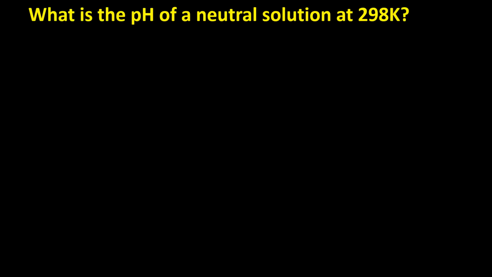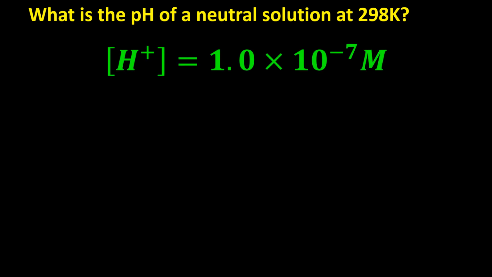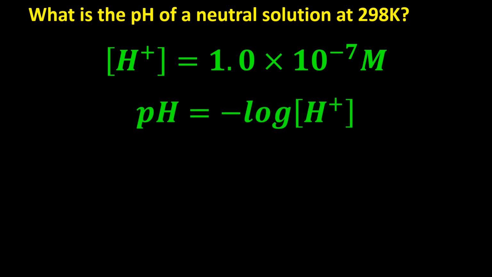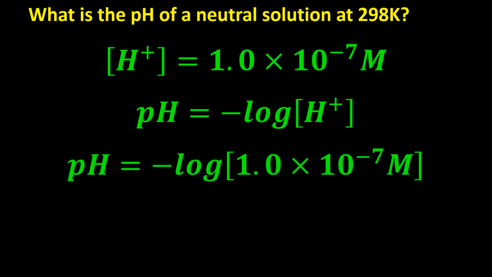What is the pH of a neutral solution at room temperature, 298 Kelvin? A neutral solution is going to have a hydrogen ion concentration of 1.0 times 10 to the negative 7th molar. So we're going to need to use our pH formula and plug in that number. We plug in 1.0 times 10 to the negative 7th and take the negative log of that number. And what we're going to find is that corresponds to a pH of 7.